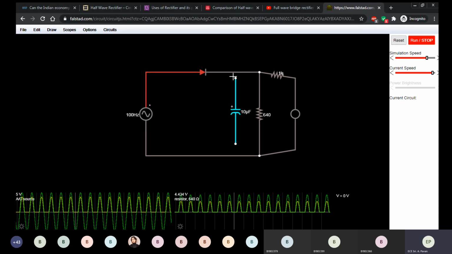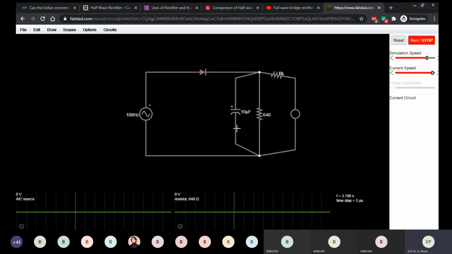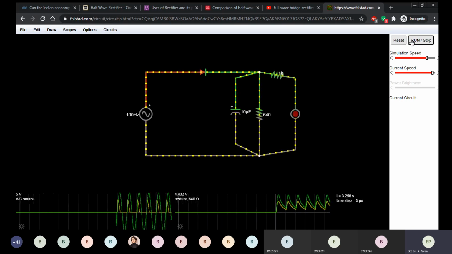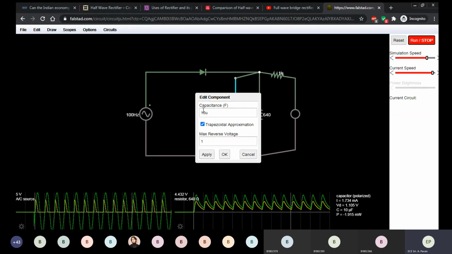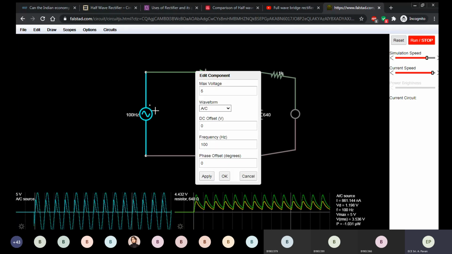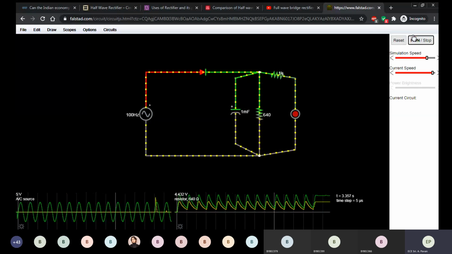See here, why am I supposed to get a straight line? This capacitor allows the AC and blocks the DC. When the capacitor allows the AC, the entire AC will be grounded. Finally I am left with only DC. That's why I am going to get a straight line at the output. See here, observe it carefully. Let us increase the capacitance value to 1000, and see the straight line.